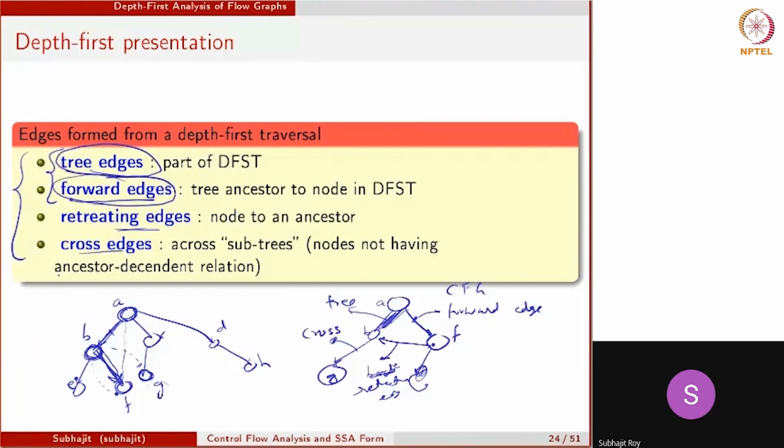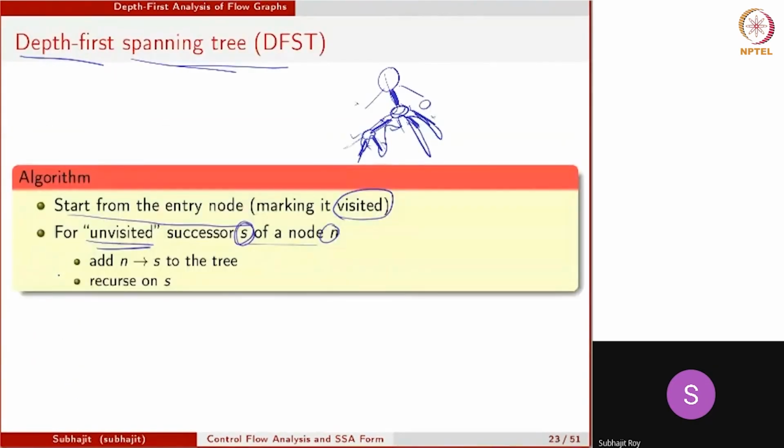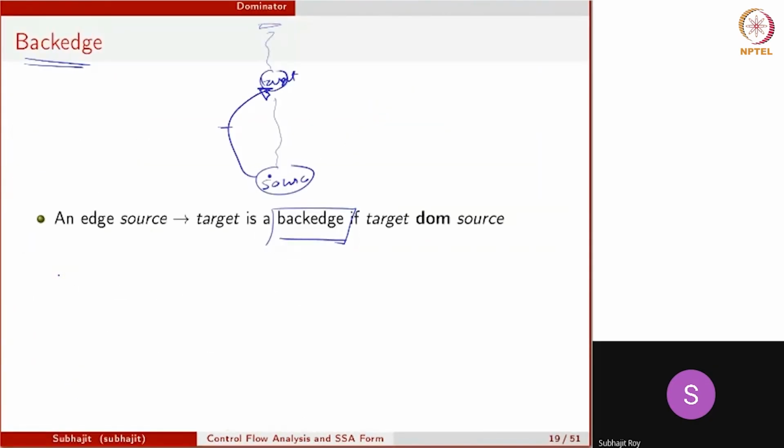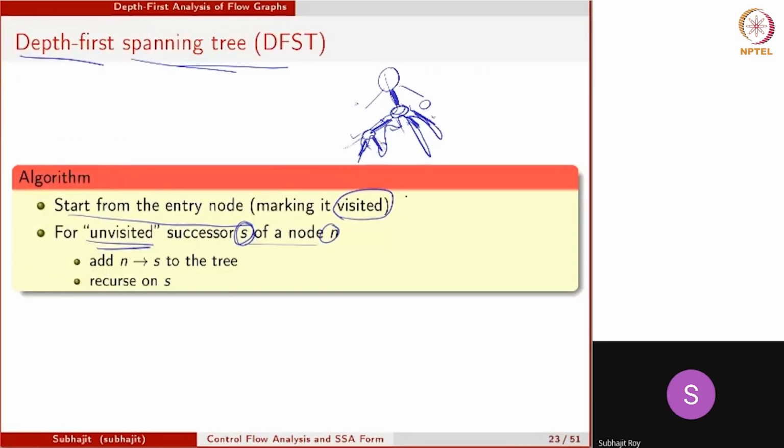What is a back edge? You use dominance information to construct it. So a back edge is an edge from source to target, such that the target dominates the source. These two are coming from very, very different families of things. So this is only using the dominance information, and this is using the depth first spanning tree information.